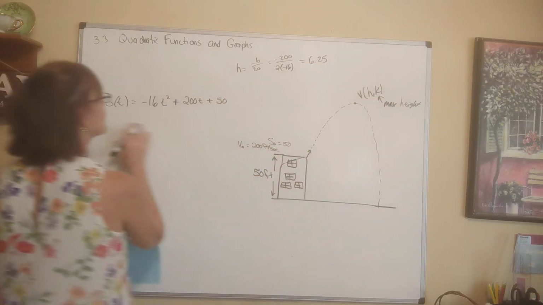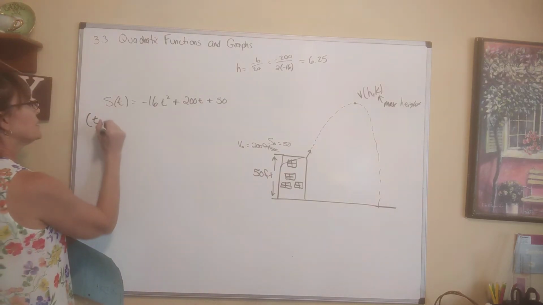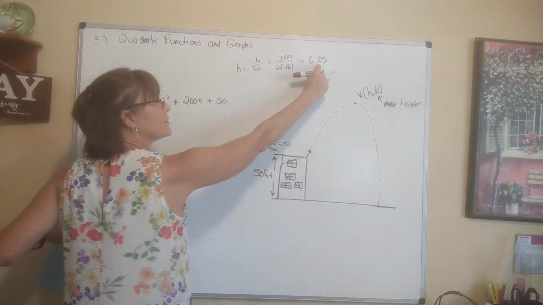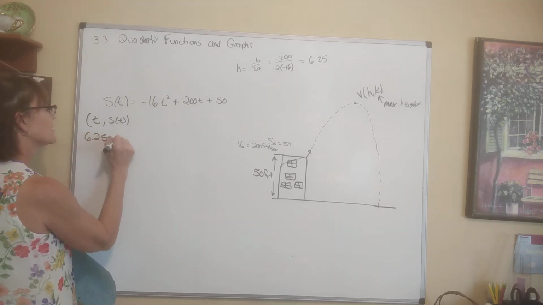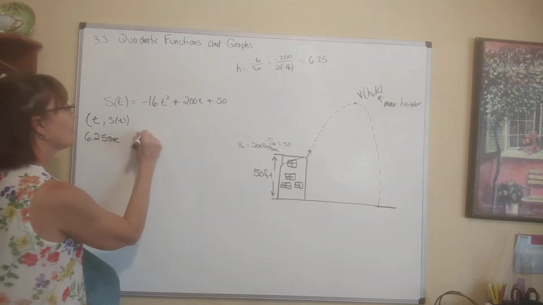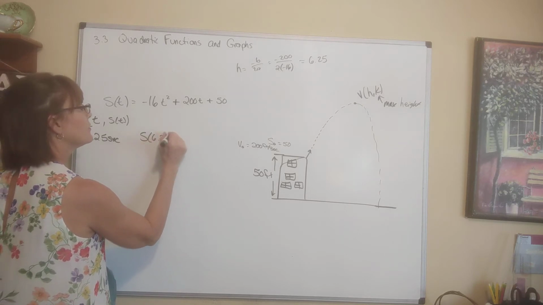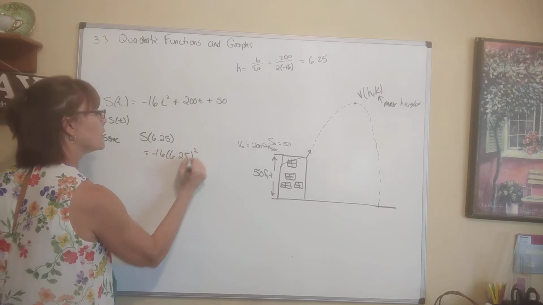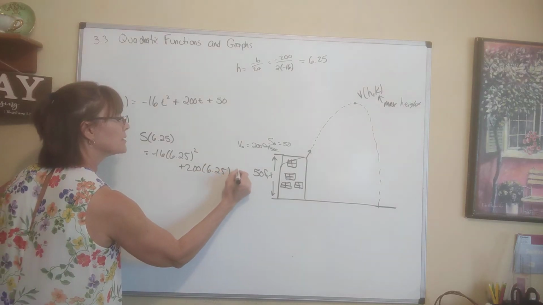So let's think about our variables. Instead of x we have t, instead of y we have S of t. At this t value, 6.25 seconds, the rocket will be at its maximum height. And what is that maximum height? Well, we have to put this in our calculator. S of 6.25 is negative 16 times 6.25 squared plus 200 times 6.25 plus 50.